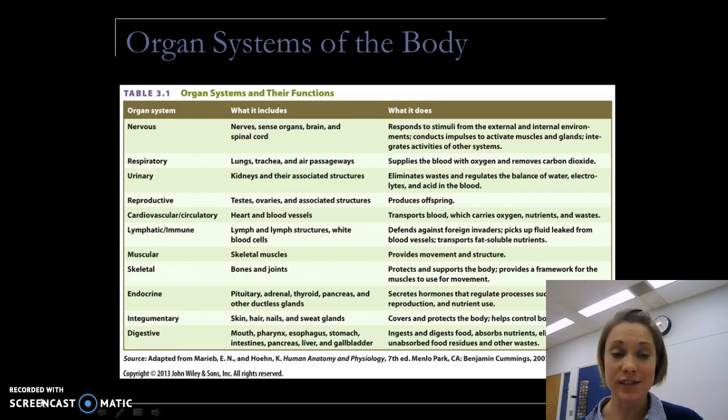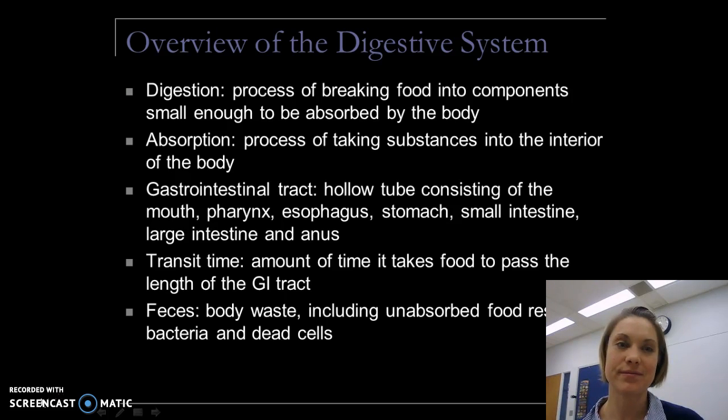And then our digestive system, of course, is what we're going to be mostly focusing on in this chapter, which is going to be how nutrients are digested or broken down and absorbed or taken into our body. So as I mentioned, digestion is breaking food down into components that are small enough to be absorbed by the body, and absorption means taking those substances into the interior of the body.